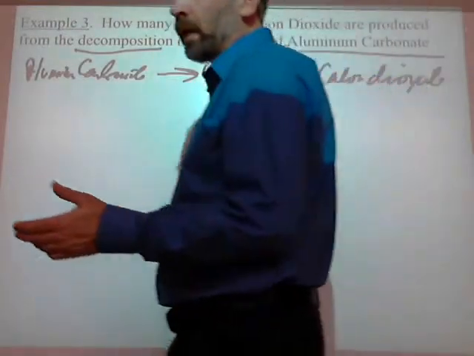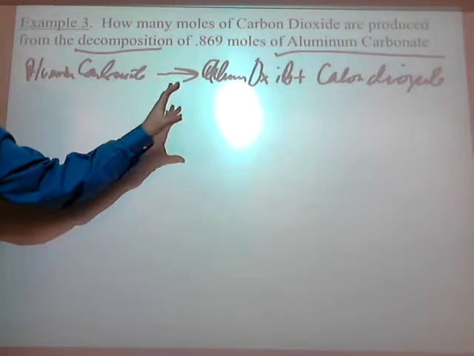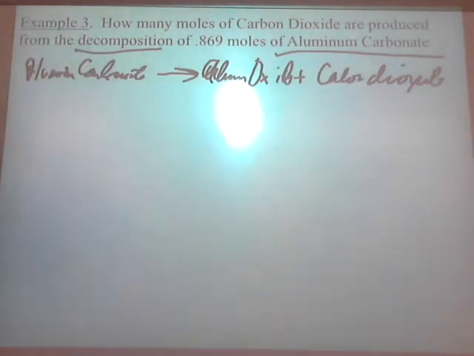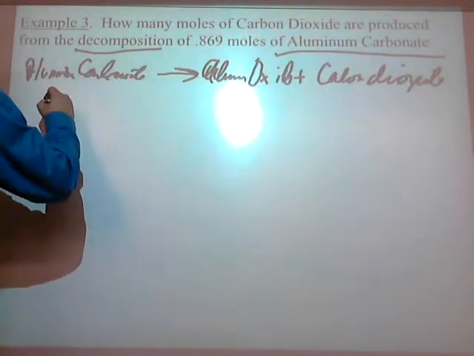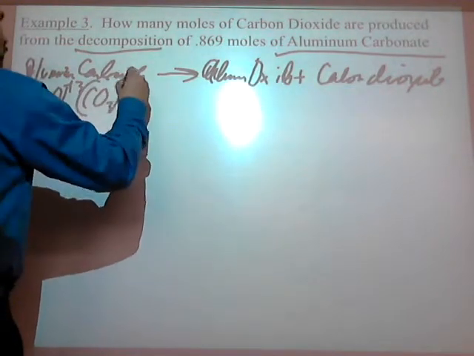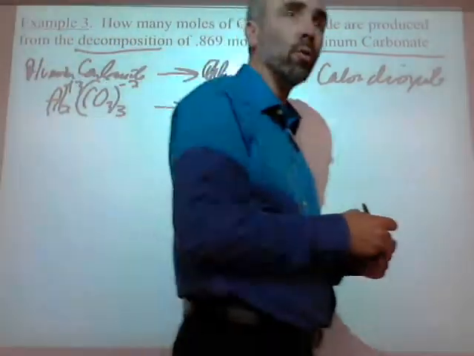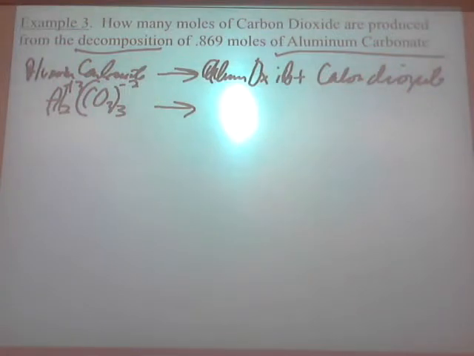I have to complete this step. Hey, by the way, this was your whole test before Christmas. It is now step 1 in this process, and I'm not done with it. Aluminum has a charge of +3. Carbonate has a charge of -2, so it's Al2(CO3)3. Right? You would have done that back before Christmas.